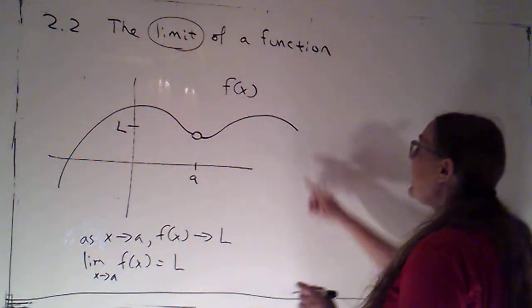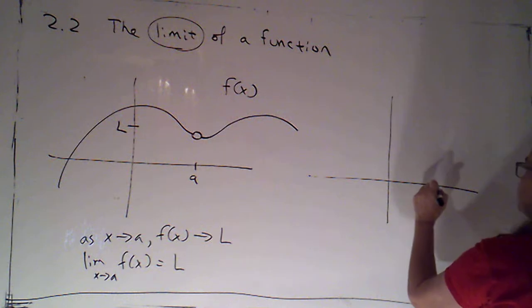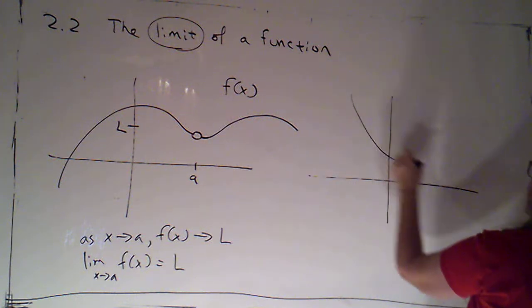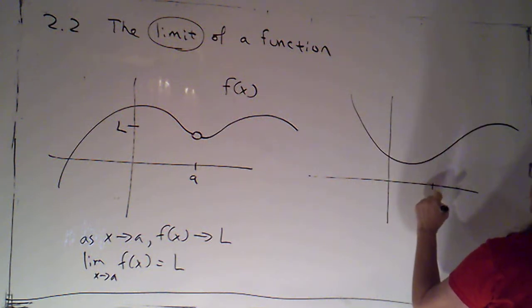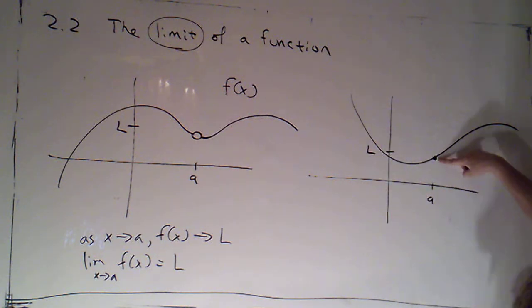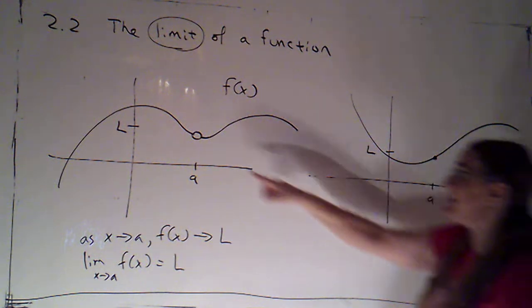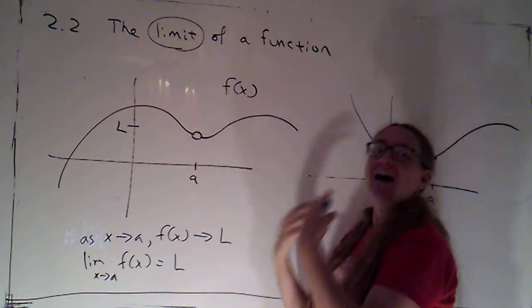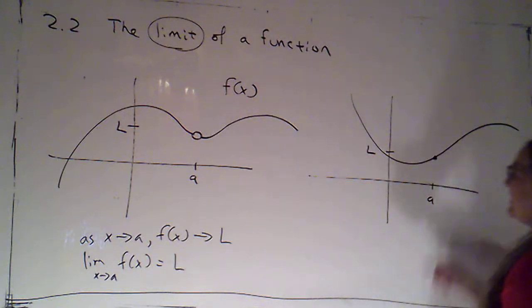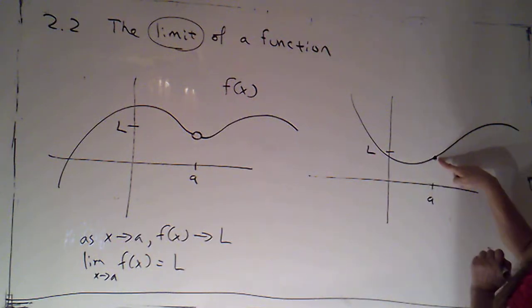Now, it would be entirely possible for me to have a function that looked something like this, where here there's actually a point instead of a hole on the graph of f. So now there's a point at a, and the y value there is L.